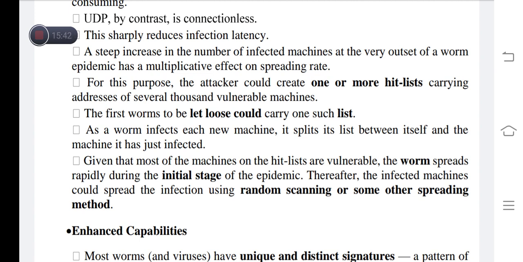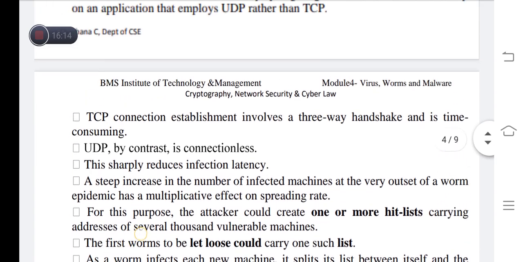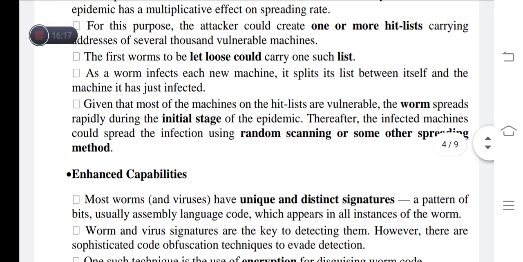Each infected machine will keep on infecting other machines whose information is available in the hit list along with them. Given that most of the machines on the hit list are vulnerable, the worm spreads rapidly during the initial stage of the epidemic. Thereafter, the infected machines could spread the infection using random scanning or some other spreading method. That is how the speed of the spread is increased.